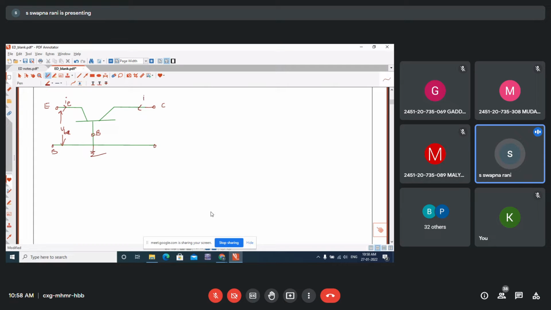Collector current IC, and the output voltage will be VCB. And you tell what is V1, V2, I1, I2.